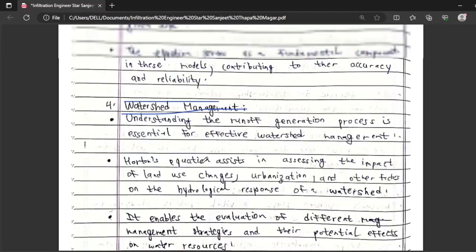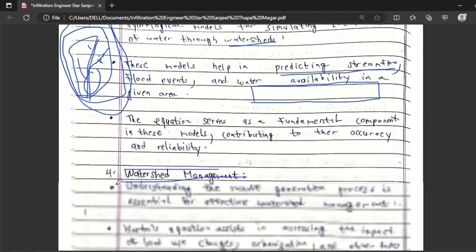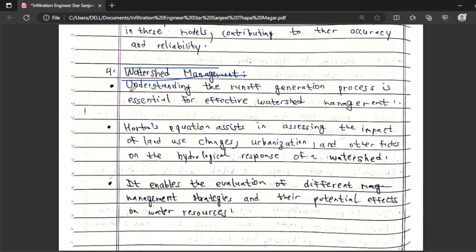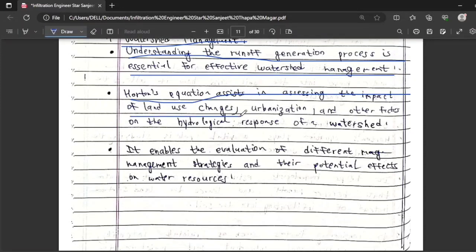Next is management of this watershed or catchment area. Understanding the runoff generation process is essential for effective watershed management. Horton's equation assists in assessing the impact of land use changes, urbanization, and other factors on the hydrologic response of the watershed.